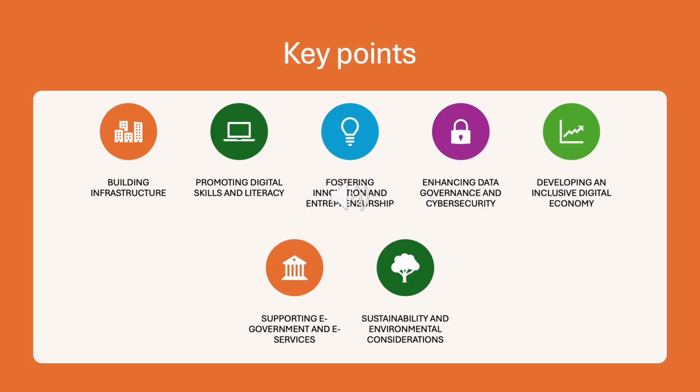The Digital Transformation Strategy for Africa outlines key priorities to ensure that digital technologies drive sustainable development across the continent. So the key points again are building digital infrastructure, promoting digital skills and literacy, fostering innovation and entrepreneurship, enhancing data governance and cybersecurity, developing an inclusive digital economy, supporting e-governance and e-services. So this is by advancing digital governance to improve the efficiency and transparency of public services, including health, education, and financial services. Sustainability and environmental considerations: using digital tools to support sustainable development, reduce carbon footprints, and integrate environmentally friendly technologies.